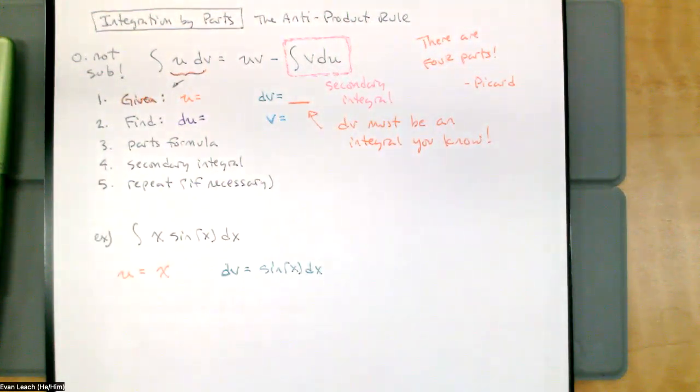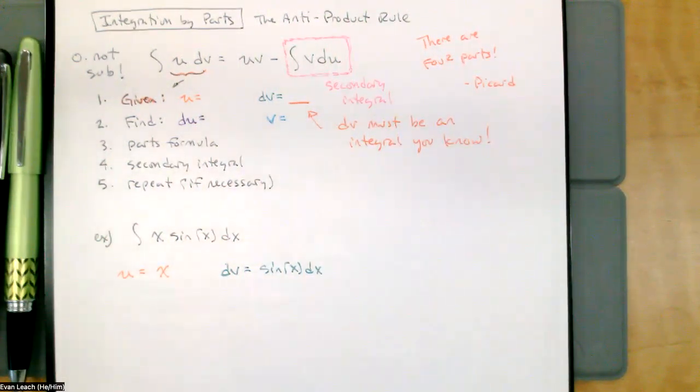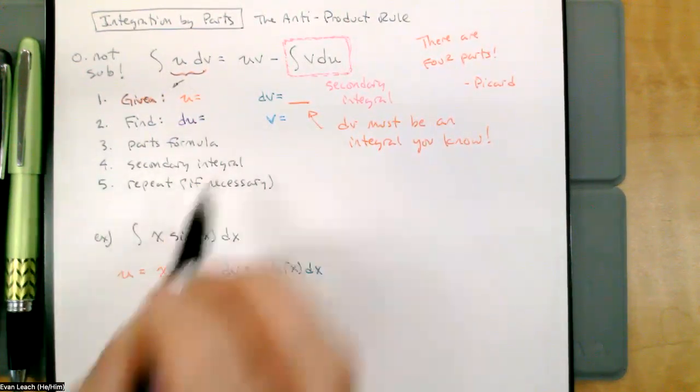This is a choice that I made. I said u should be x, and dv should be sine of x dx. Eventually, we're going to stop writing the dx in the dv part because we know that that's where it goes. But right now, we're being careful and including everything. That's the first step, making this choice. Second step, find the other two parts.